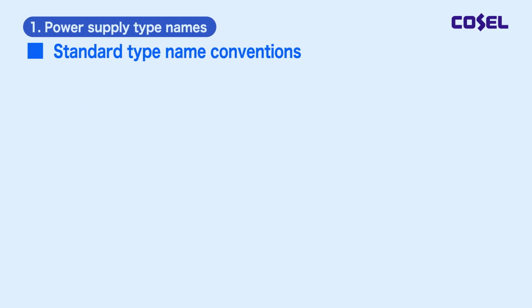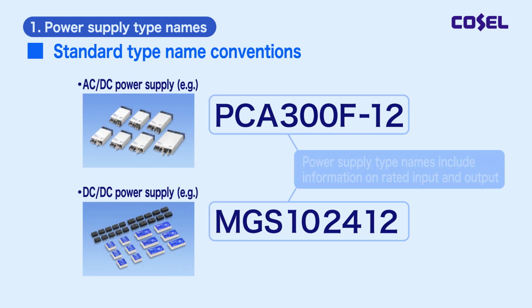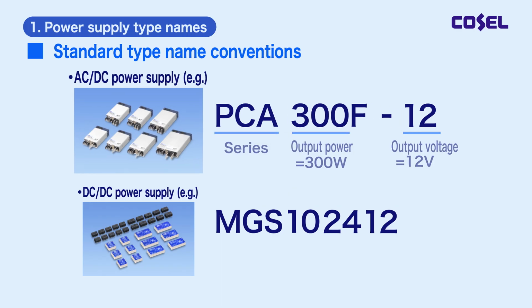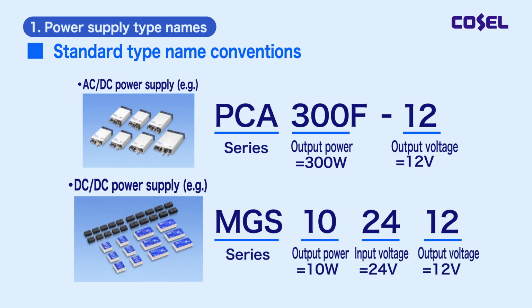Firstly, let's talk about the rules for creating standard type names. Our power supply type names include information on rated input and output. For example, for an AC/DC power supply, the series is PCA, the output power is 300 watt, and the output voltage is 12 volts. For DC/DC power supplies, the series is MGS, output power is 10 watt, input voltage is 24 volts, and output voltage is 12 volts.